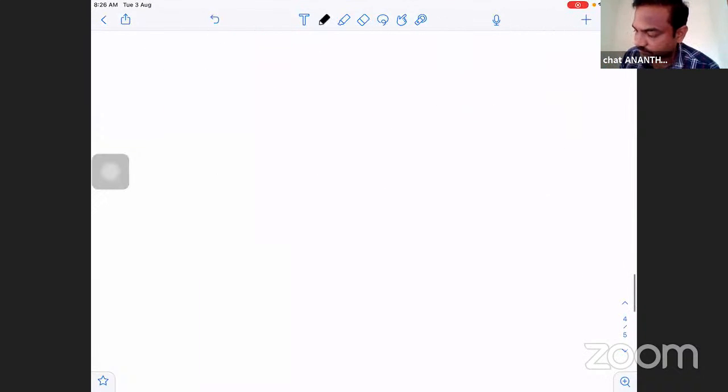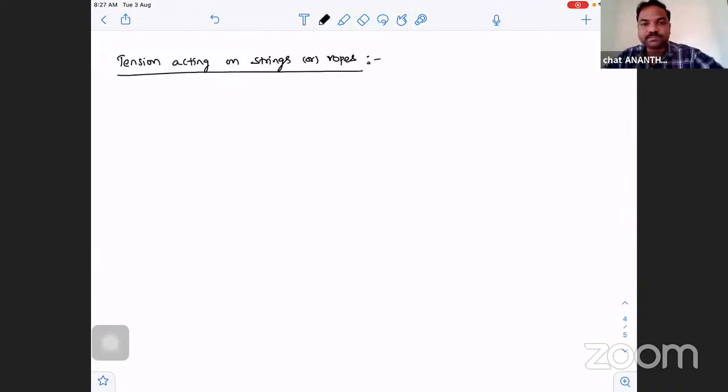Next important thing is force. Tension acting on strings or ropes. Let us say this is the ceiling. There is a rope or string.